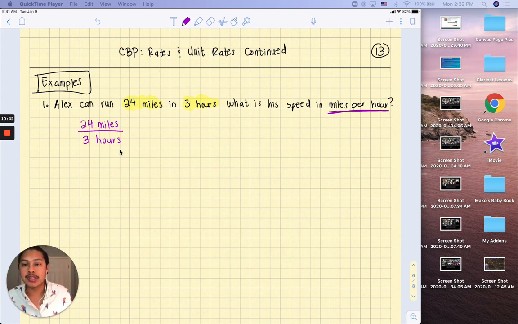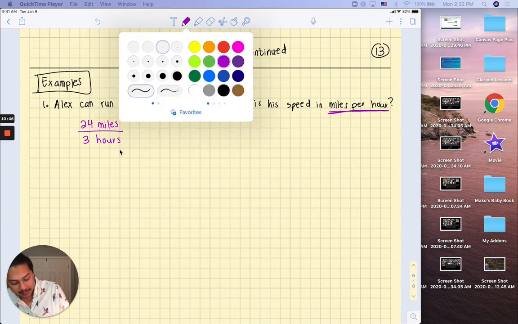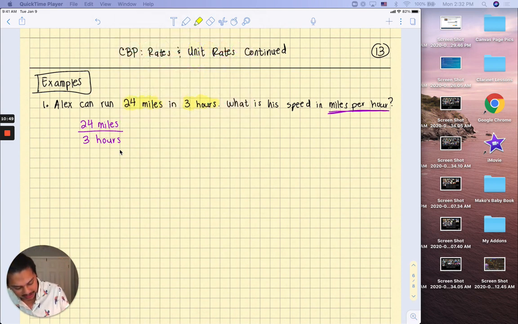Step number two, we're going to divide both the numerator and the denominator by the denominator. My denominator is 3. The number on the lower part of the fraction is 3. So that's what I'm going to divide by. So I'm going to divide both of these numbers by 3. And let's see what I get. So along the top, in the numerator, 24 divided by 3. Quick mental math. That gives me an 8. And then 3 divided by 3 gives me a 1.